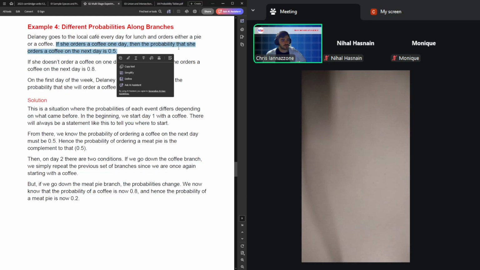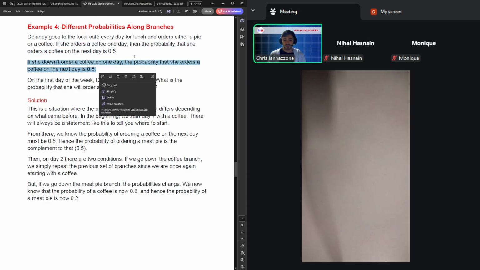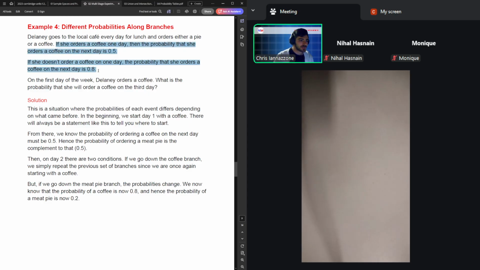If she orders a coffee on one day, the probability she orders a coffee on the next day is 0.5. So if this, then that, and you'll have another statement following right after. If this, then that. When you have those 2 statements pretty much back to back together, it's already telling you that there is a sequence of events happening. If this happens, then another thing happens. And because there's 2 of them back to back, we have enough information to effectively complete our full tree diagram with that information.